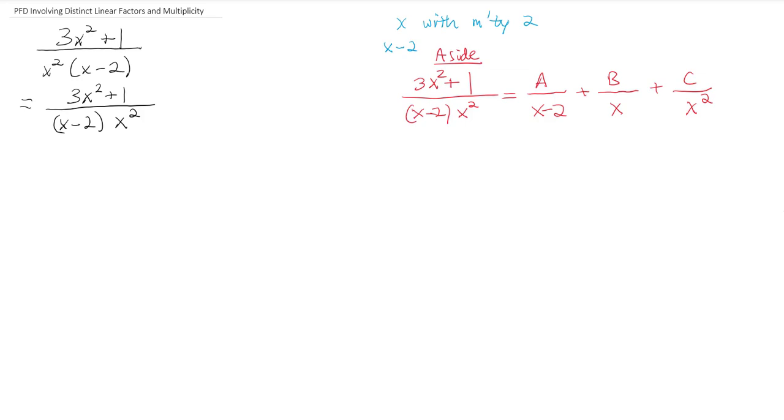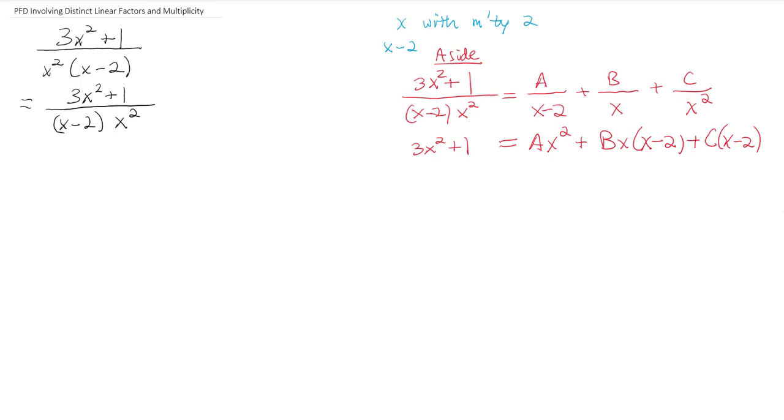And now we're ready to solve for our A, B, and C. So multiply both sides of this equation by the lowest common denominator, and we get 3x squared plus 1 is now equal to A times x squared, plus B times x minus 2, and then plus C times x minus 2.